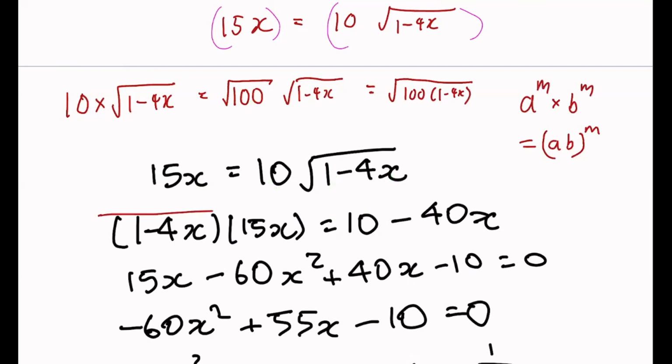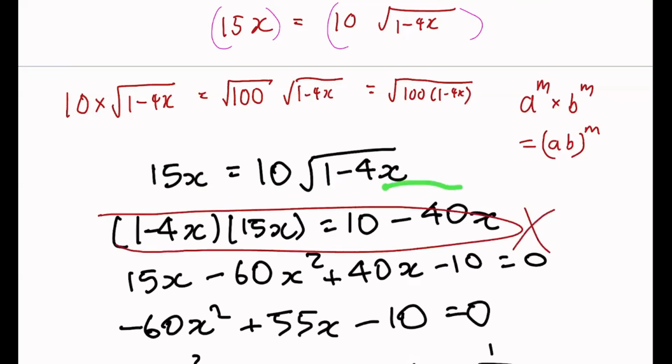So, oh, sorry, this step is wrong. In particular, this step. Okay? I think that's what happened, unless I interpret wrongly. How come here also got 1 minus 4x? Okay, I don't know what you're doing.